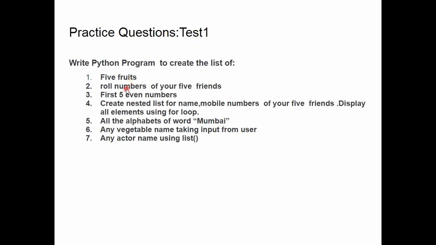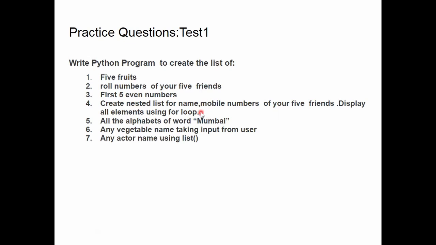Now the second thing is you are going to write the roll numbers of your 5 friends. The next one is the first 5 even numbers. We can start with 2, 4, 6, 8, like that. This will be the even numbers. Now the next question is we have to create a nested list for displaying the names and mobile numbers of your 5 friends, and we have to display it also by using the for loop.